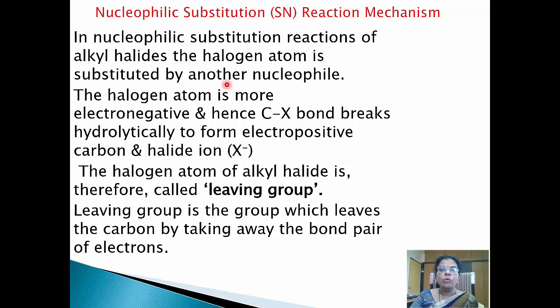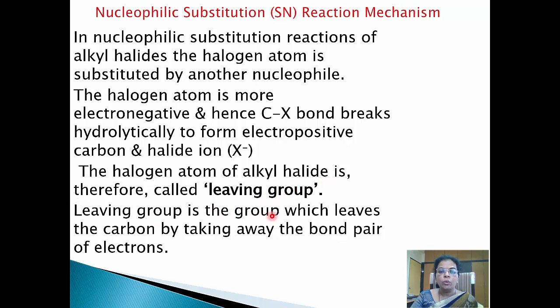In alkyl halides, the C-X bond is a polar bond, because the halogen atom in alkyl halide is more electronegative than the carbon atom. When the nucleophilic substitution reaction takes place, the C-X bond breaks heterolytically, that is, the halogen atom when it breaks from the carbon atom takes both bonded electrons toward itself and forms X- ion. Therefore carbon becomes electropositive.